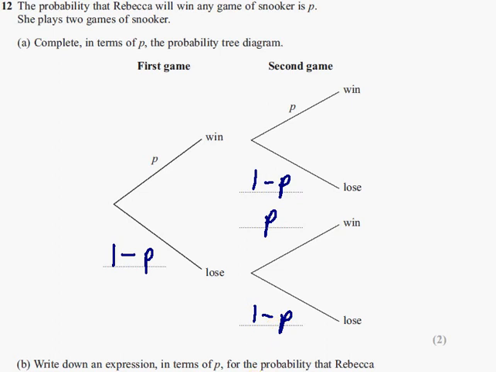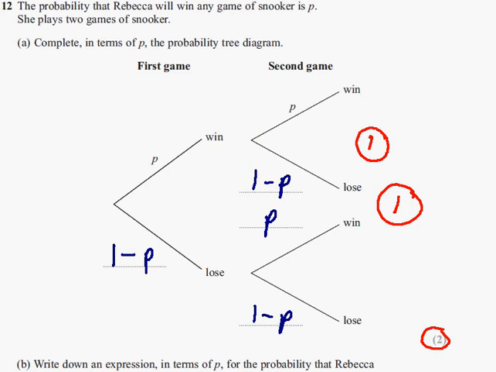So let's have a look at the mark scheme and see how you get those 2 marks. You get the first mark for seeing 1 take away P on any of the branches. So as long as you put that in at least one of the branches, you get the first mark. The second mark simply comes from filling in the whole probability tree diagram correctly. Okay, so let's move on.